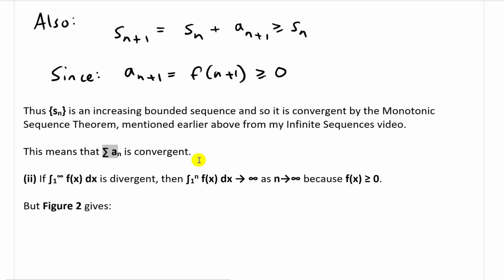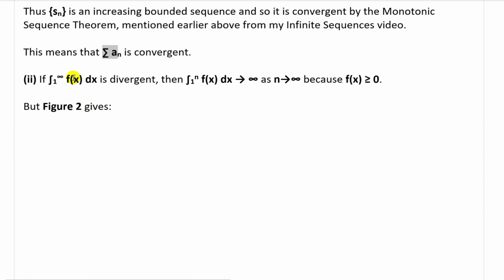Now, if you look at the flip side, the second scenario: if the integral from 1 to infinity of f of x dx is divergent as opposed to convergent, then the integral from 1 to n of f of x dx is approaching infinity as n approaches infinity. This is again because f of x is always positive, always greater than 0. So this number just gets larger and larger, and it's divergent to positive infinity as n goes to infinity.